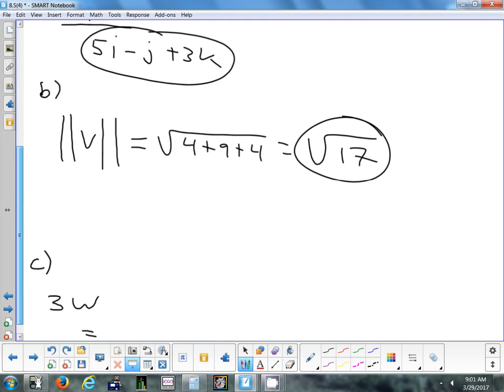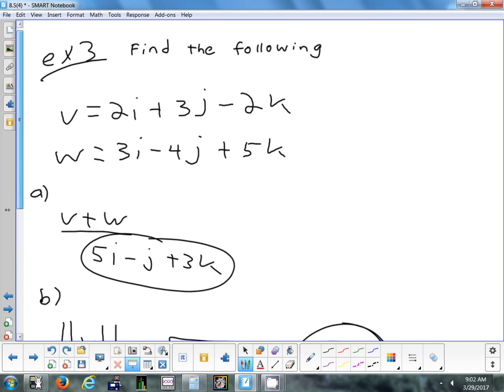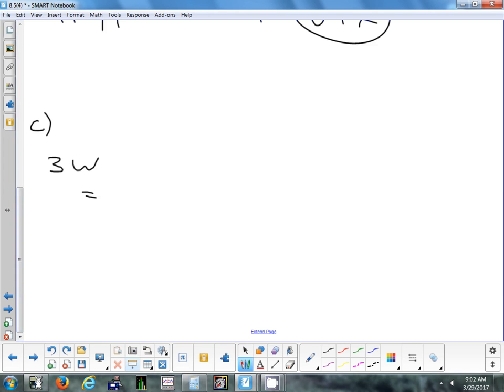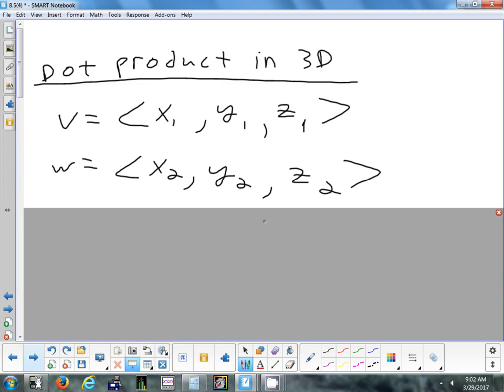And the last one is, what is this called? It's a scalar product, and it's 3W. 9, -12, 15. All right, so we just write that down. 9, -12, 15. Okay, so any question on adding, subtracting, scaling, or finding the magnitude in 3D? Okay. So I said it's really a good review because it's really the same so far.